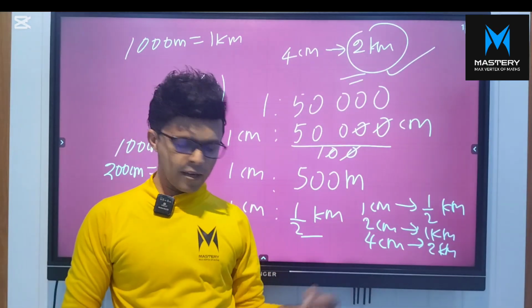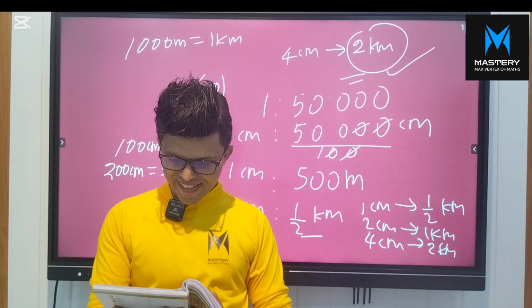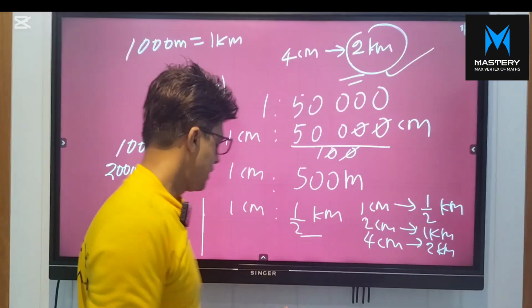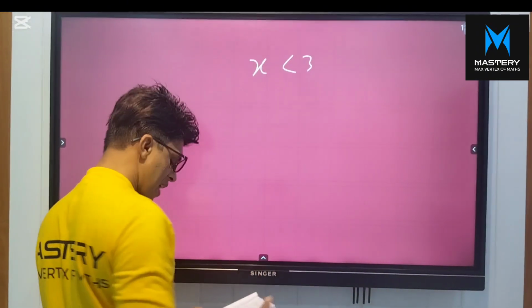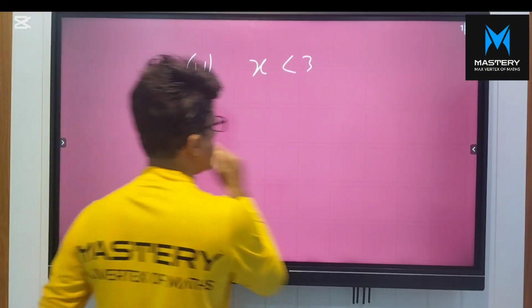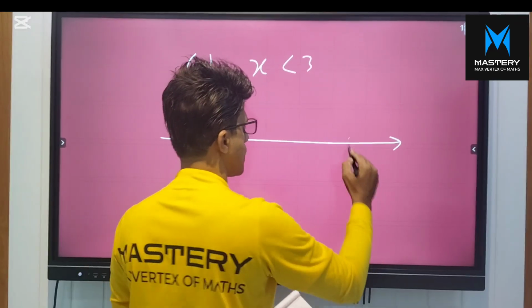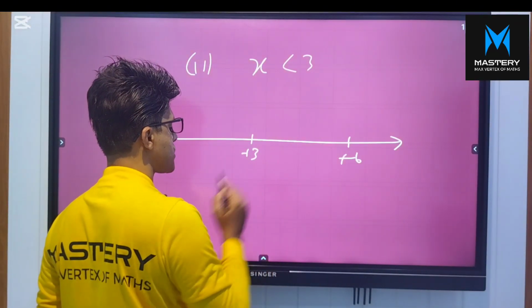Okay. Next one: represent the inequality x is less than 3 on the following number line. X is less than 3. This is a number line. It is able to see up to plus 6 and less than plus 3. Then we could get this one as plus 3.